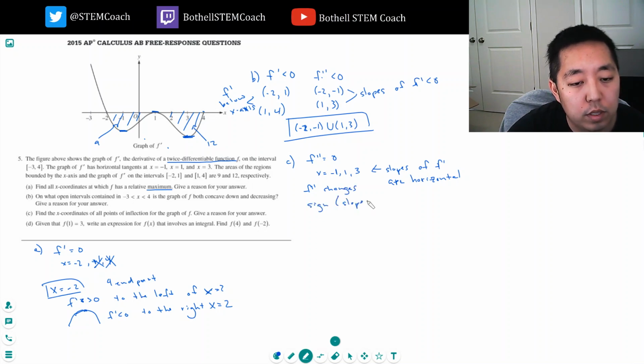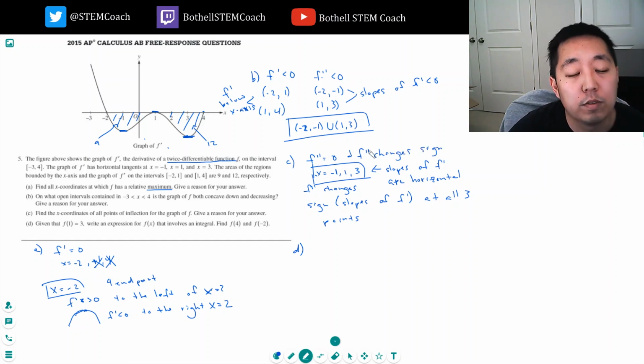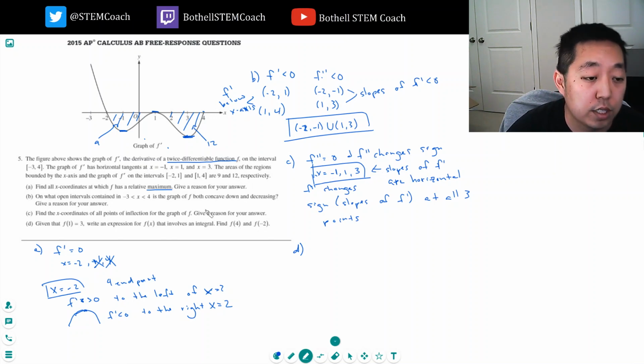Slopes of f prime at all 3 points. Because the slopes go from negative to positive here, here it goes from positive to negative, here it goes from negative to positive again. So all of these points are points of inflection. These are the two requirements for a point of inflection: the second derivative is 0 and the second derivative changes sign.